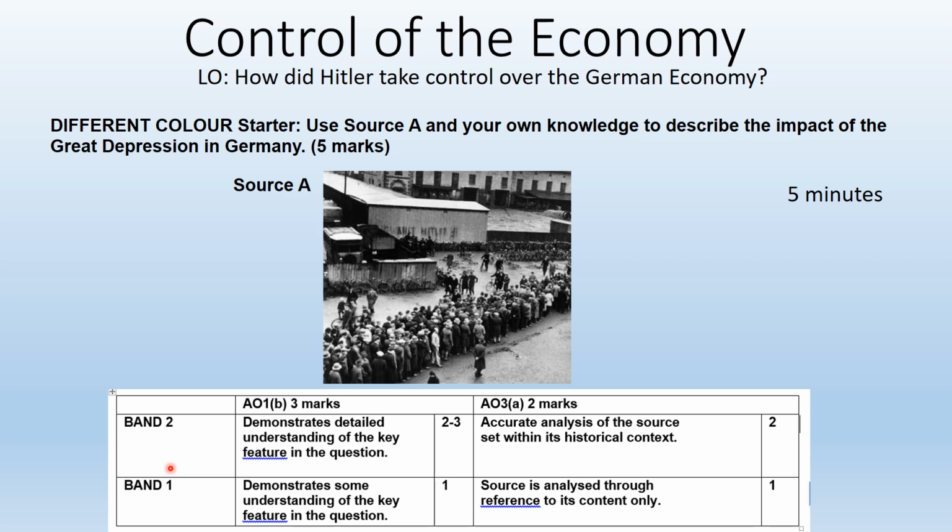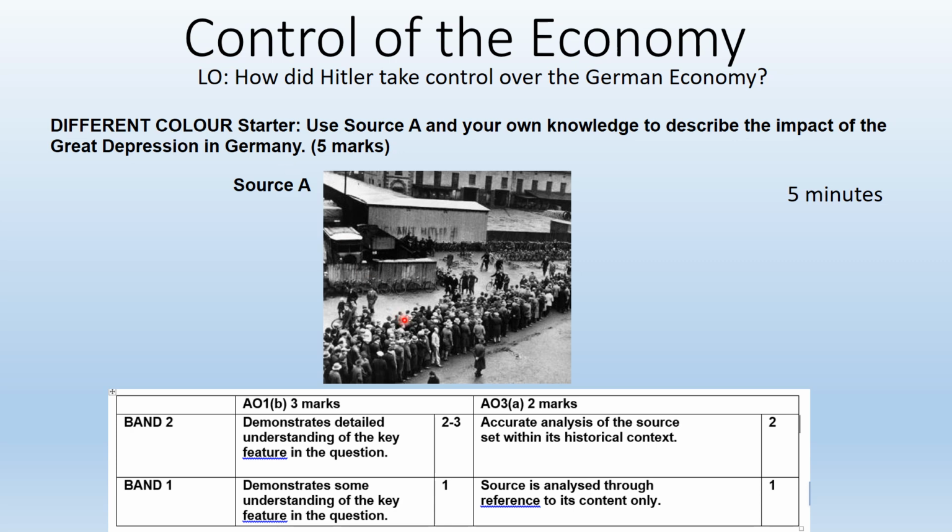So we need to keep in mind that if the Great Depression in America was bad, when America gives the loans under the Dawes Plan and the Young Plan to Germany and recalls them in 1929, the Great Depression in Germany is going to be even worse.